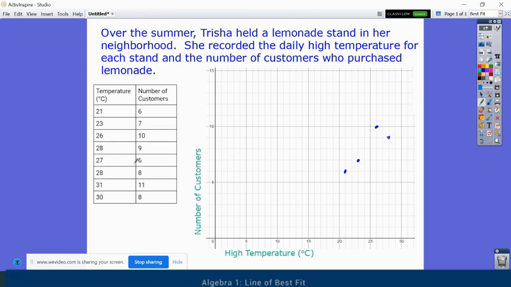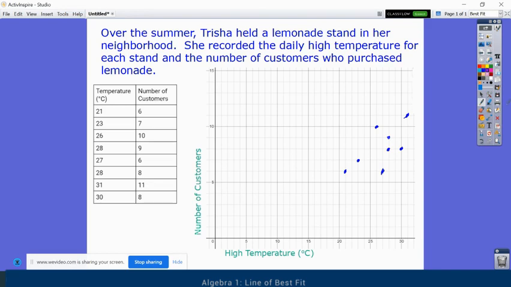On the 27-degree day, she had 6 customers. On the 28-degree day, she had 8 customers. On a 31-degree day, she had 11 customers. And on a 30-degree day, 8 customers came to visit. Okay, so here's our information now about her lemonade stand.